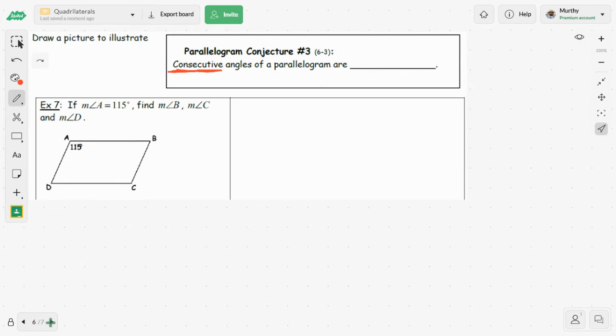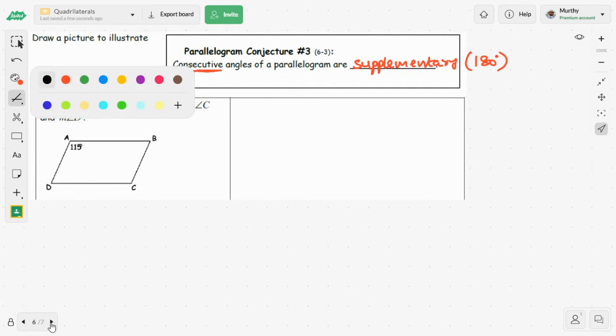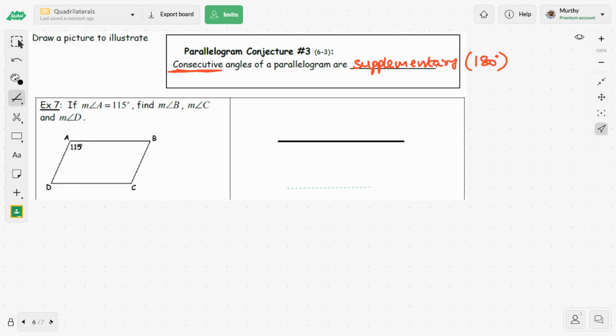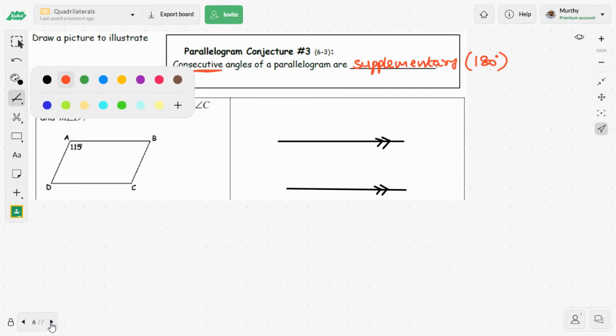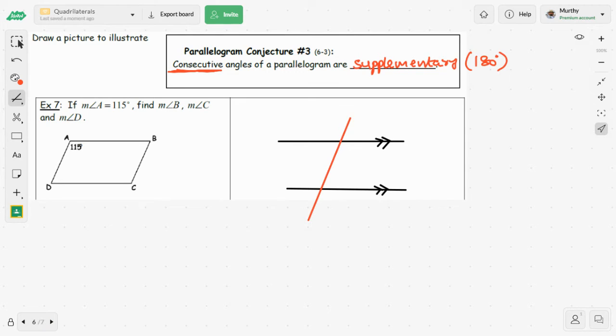So, consecutive angles of a parallelogram are supplementary. Supplementary means the sum equals 180 degrees. You know how we got this point? Probably you might know this concept. Let's say two parallel lines are given to you. Let me draw parallel lines, and say that this is the transversal. While learning the concept of parallel lines, I hope you do remember that angles on the same side of the transversal sum to 180.